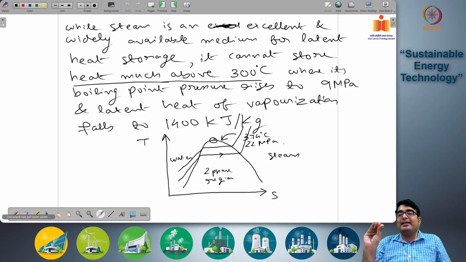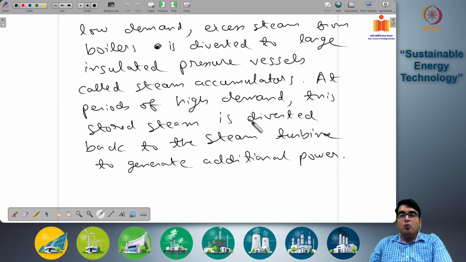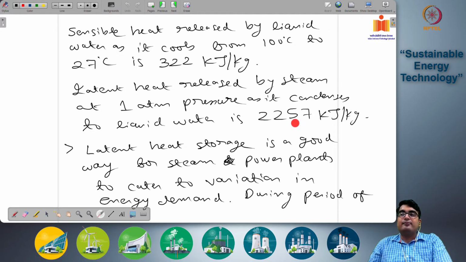The basic idea is, as you increase the pressure and the associated boiling point temperature of water, the latent heat of vaporization drops, and at 9 megapascal it has already dropped to 1400 kilojoules per kg, which, if you remember, is significantly lower than what the latent heat of vaporization is at 1 atmosphere pressure.